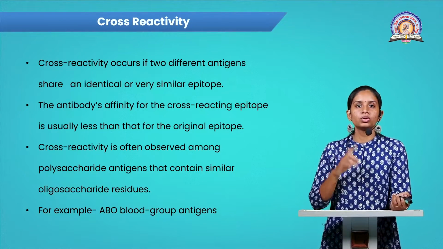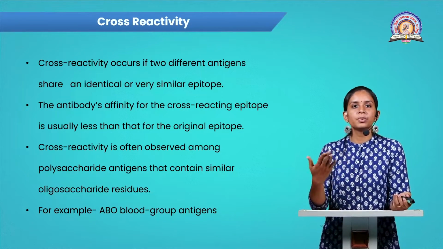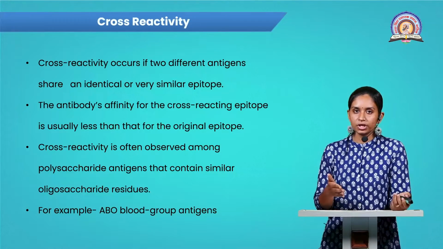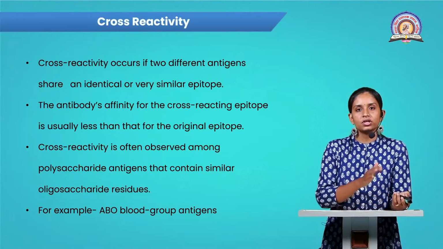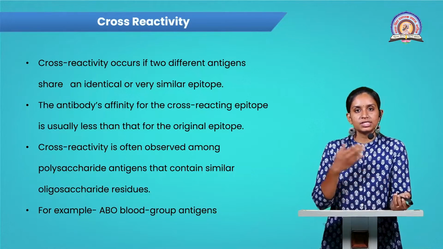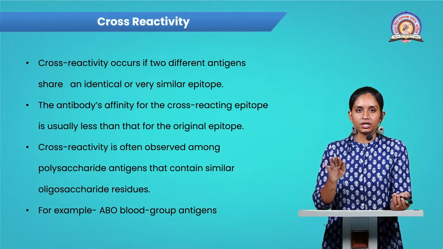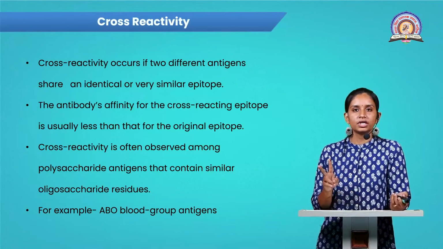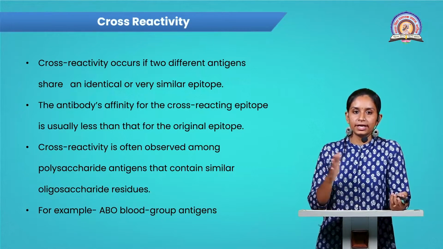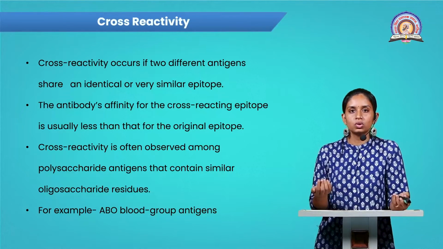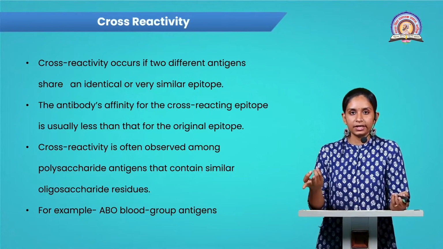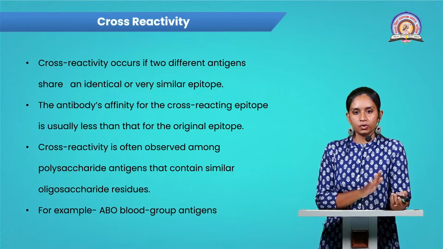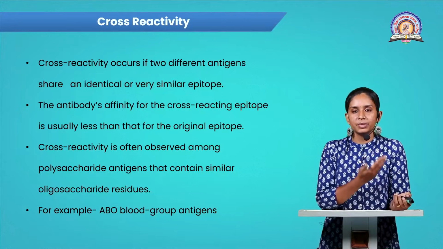And so it will go to the antigen B which is carrying the similar epitope on its surface. So this is called as cross reactivity, where antibody which is secreted against the first antigen will recognize the epitope present on the second antigen, and it will go and attach to that second epitope or second antigen. So this cross reactivity occurs if there are two different antigens that share identical or very similar epitope. So antibody's affinity for the cross reacting epitope, that is for the second epitope, is usually less than that for the original epitope, that is first epitope for which it was basically synthesized.